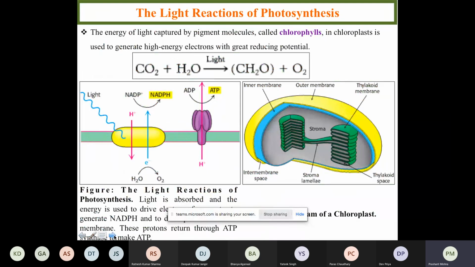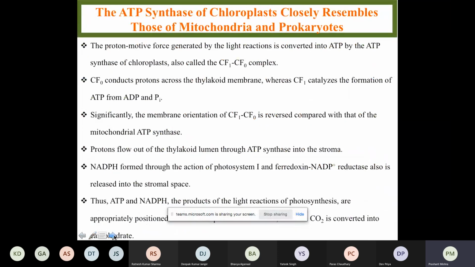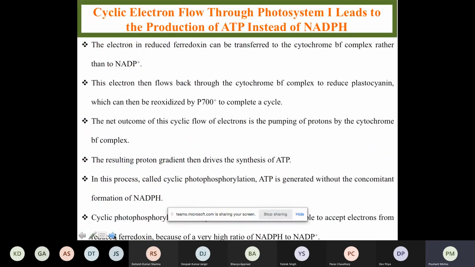So you have learned where this synthesis occurs, how the light reactions help in the transfer of electrons, and how ATP is being synthesized. At present, we are talking about cyclic electron flow. Cyclic electron flow is the one where reduced ferredoxin can transfer its electron to the cytochrome b6f complex, and this can happen because the electron is not going to NADP+. So it is not going to reduce NADP+ into NADPH. In this case, no NADPH is being produced; rather, ATP is being synthesized. This electron flows back through the cytochrome b6f complex to reduce plastocyanin, which can be reoxidized by P700 to complete a cycle.